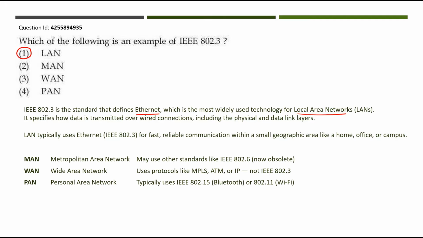For metropolitan area network, the standard was 802.6, but now it is no more. For wide area network, we use protocols like MPLS, ATM or IP, and it is not 802.3. For personal area network, we use Bluetooth or Wi-Fi. So the standards for Bluetooth and Wi-Fi are mentioned here. This one was asked in paper 2 unit 9 matching list. So have an idea about such standards so that it will be useful for you in some other question paper.